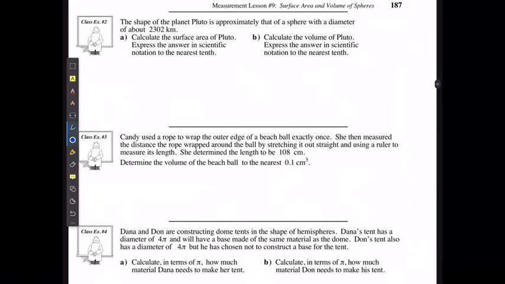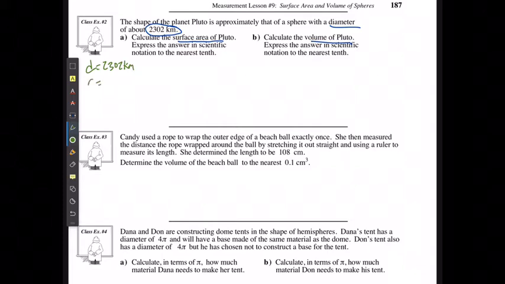So, the shape of the planet Pluto is approximately that of a sphere with a diameter of 2,302 kilometers. What is the surface area of Pluto, and what is the volume of Pluto? Well, first, I know that the diameter is equal to 2,302 kilometers, which means that I'm going to need to cut that in half to get my radius. My radius is going to be 1,151 kilometers.